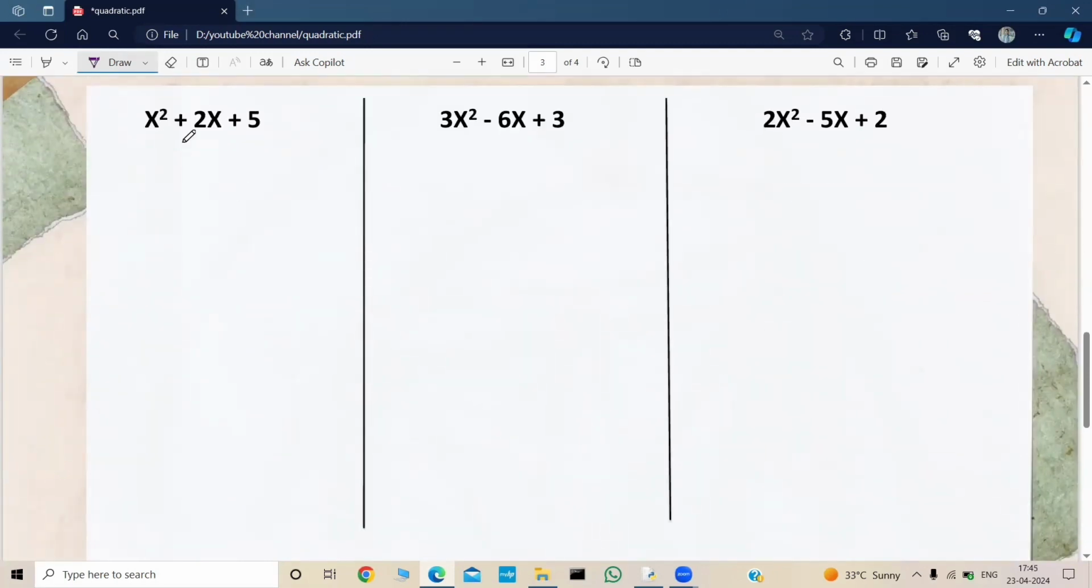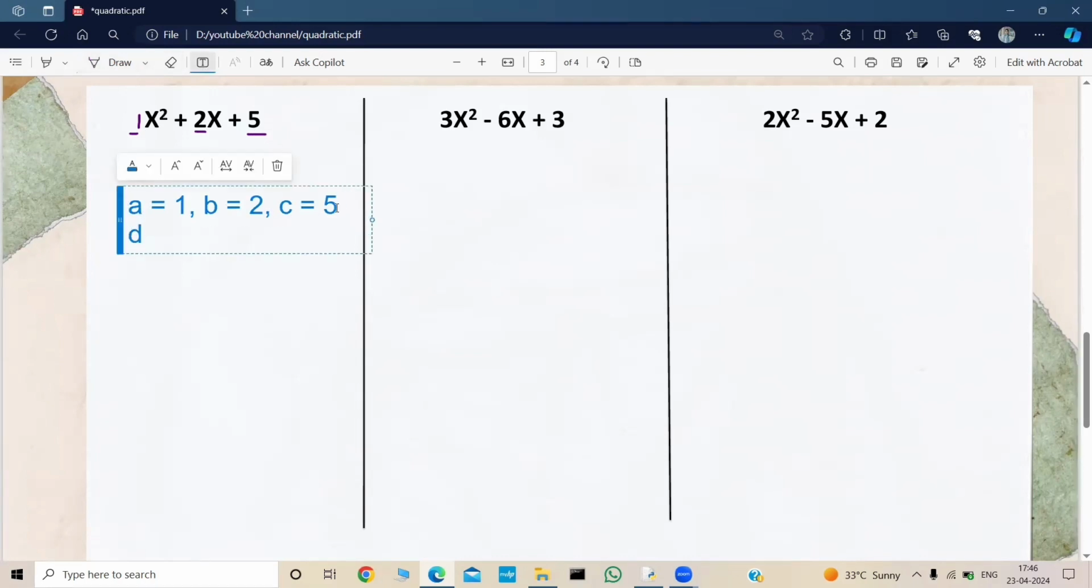So the equation was x² + 2x + 5, right? So what are the coefficients of this equation? They are a = 1, b = 2, and c = 5, right? How can we write x²? We can write 1 into x², right? So 1 is the coefficient of x², 2 is a coefficient, and 5 is a coefficient. So these are the coefficients.